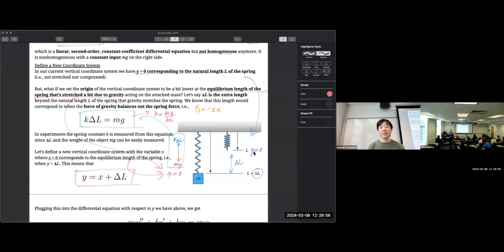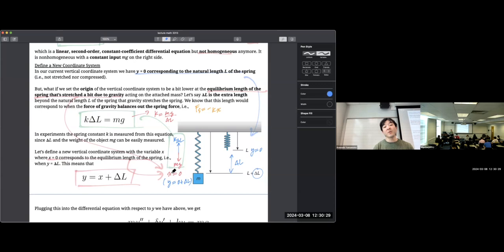Well, let's just think about what this position right here would have been. Right here x is equal to 0. But if we use the y coordinate system, then this position would have been what? It would have not been 0. It would have been plus the delta L. So it would have been 0 plus the delta L. I mean, we don't have to write the 0, but I'll write the 0 plus.